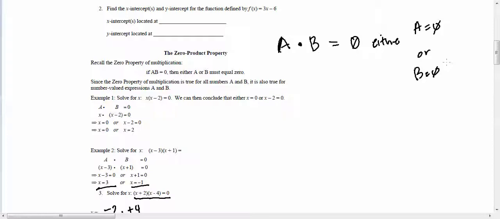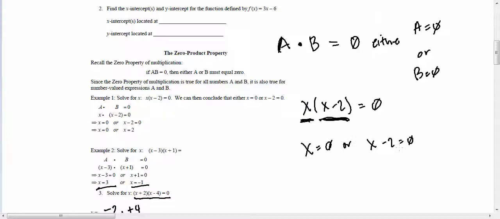So check this out. If I want to solve a problem like this, x times x minus 2, and I say it's equal to 0, this is like x times this thing right here. I can either say that x is equal to 0 or x minus 2 is equal to 0. I need to make x all by itself, so how would I get rid of this minus 2? There we go, add 2. So really x is equal to 2. Because this minus 2 and positive 2 cancel out. Does that make sense?